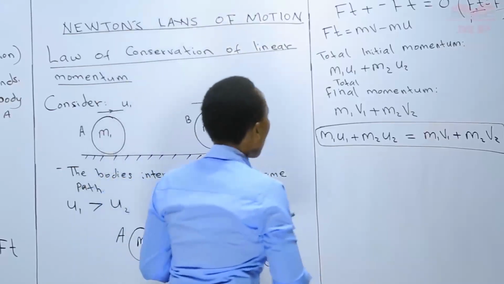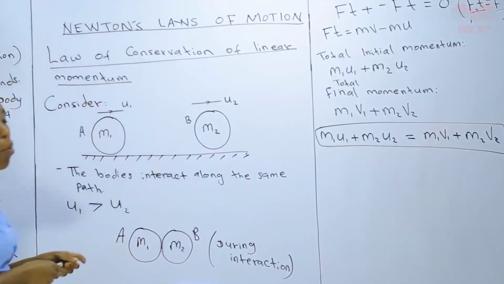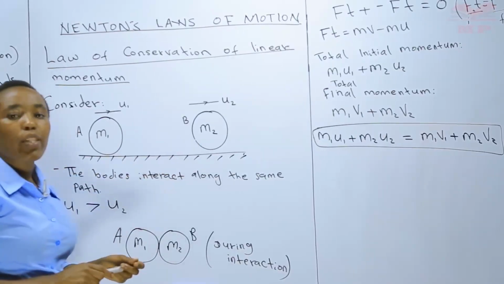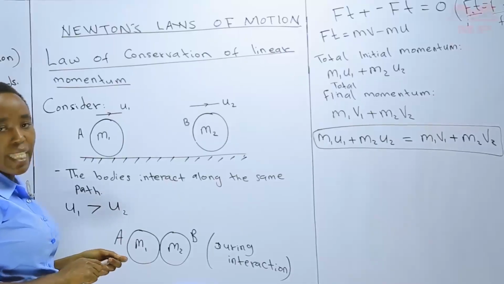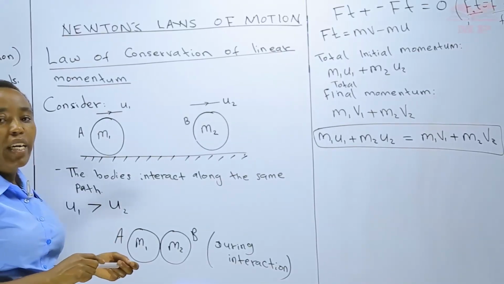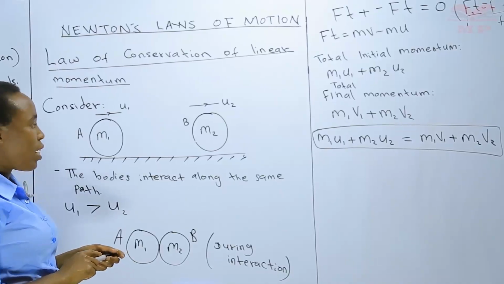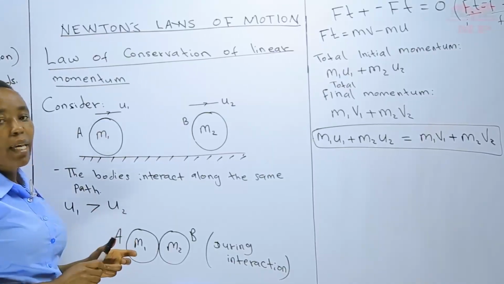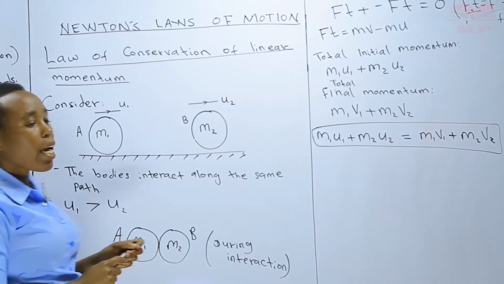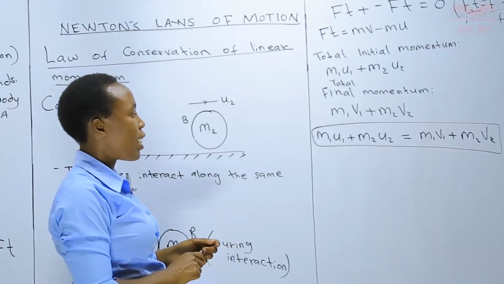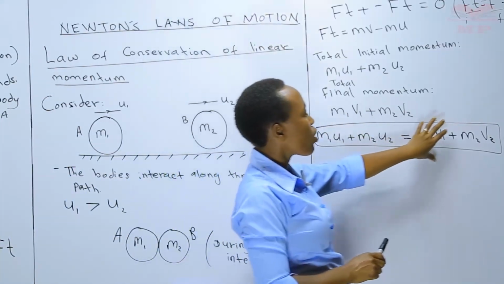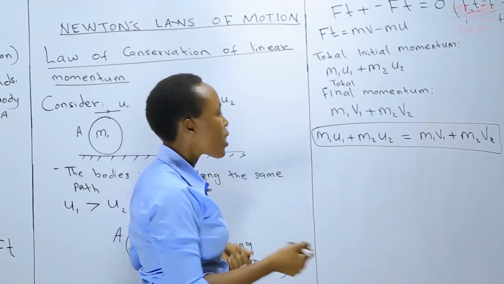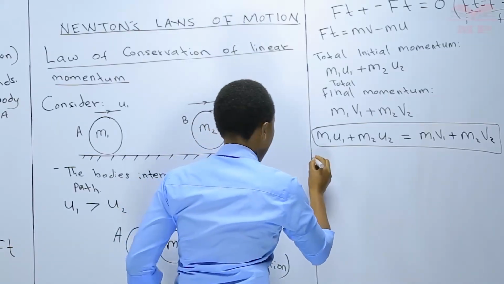So we can now state the law of conservation of linear momentum, which states that for a system of colliding bodies, the total linear momentum is conserved or remains constant, provided no external forces act. And these bodies need not be two. They can even be more than two. For any system of colliding bodies, the total linear momentum remains constant. That is, the initial momentum is equal to the final momentum, provided that no external forces act on those bodies.